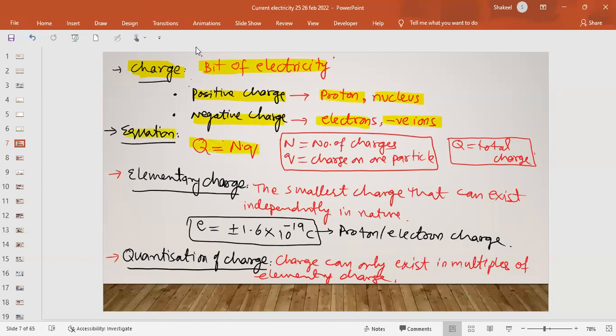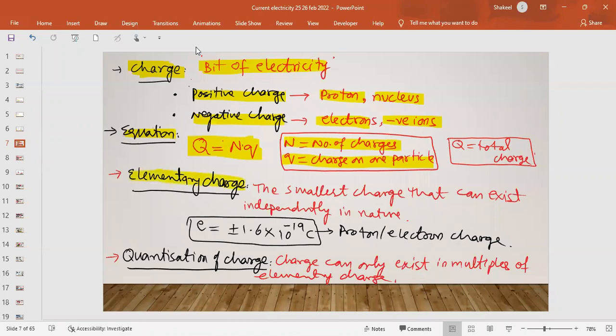Then there is an equation for charge. Capital Q is N into small q, where N is the total number of charges and q is the charge on one particle. This is a simple thing. Okay, if we have 10 electrons, what will be the total charge? N will be 10 and q will be the charge on an electron, which is 1.6 × 10^-19. So you just multiply them to get the total charge.